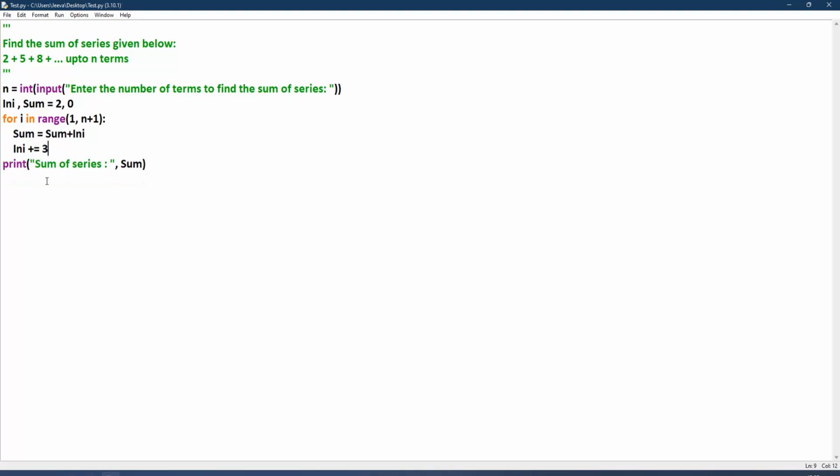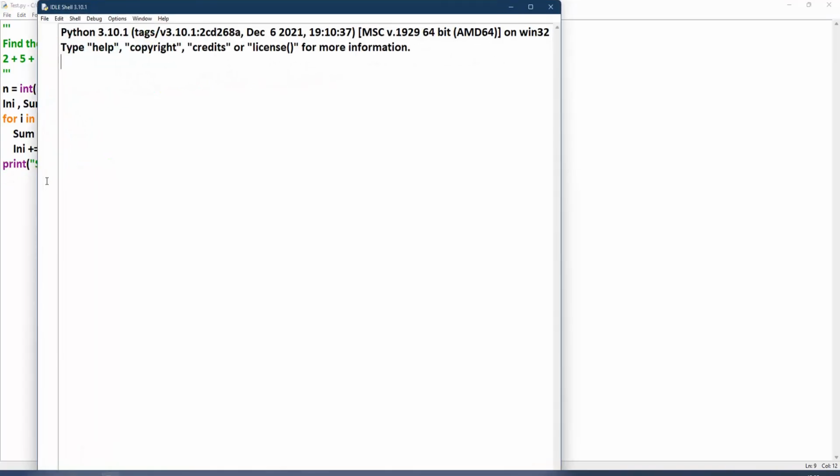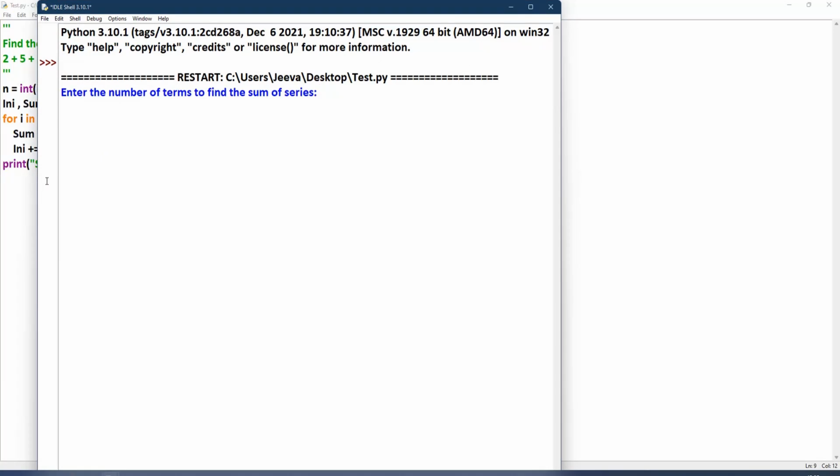Let us check this. If I give 3 as the input, that is 3 terms. 2 plus 5 is 7 plus 8 is 15. Answer is right. Hope you understood this.